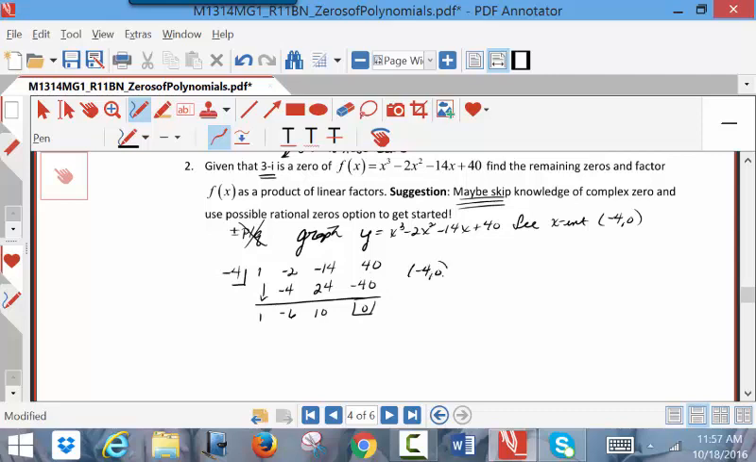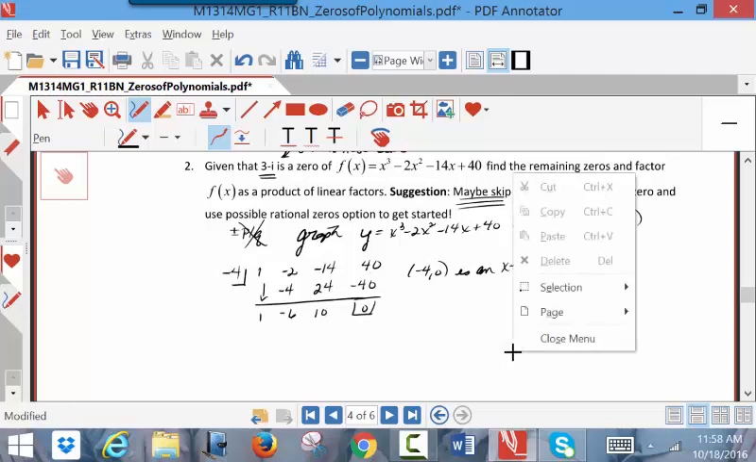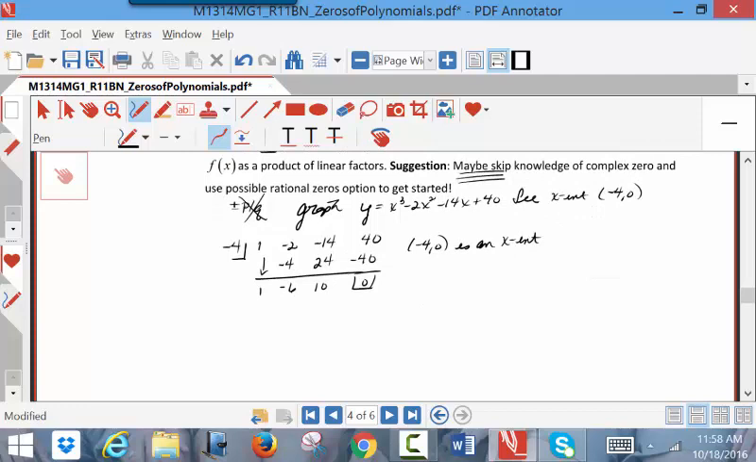this means that negative 4, 0 is an x-intercept when the remainder is 0. So I have an x-intercept, and now I can factor my polynomial. At least my first step of factoring will be x minus the negative 4, and it began as an x cubed polynomial, so it's going to come down to an x squared. So this is 1x squared minus 6x plus 10. So that's my first factorization.